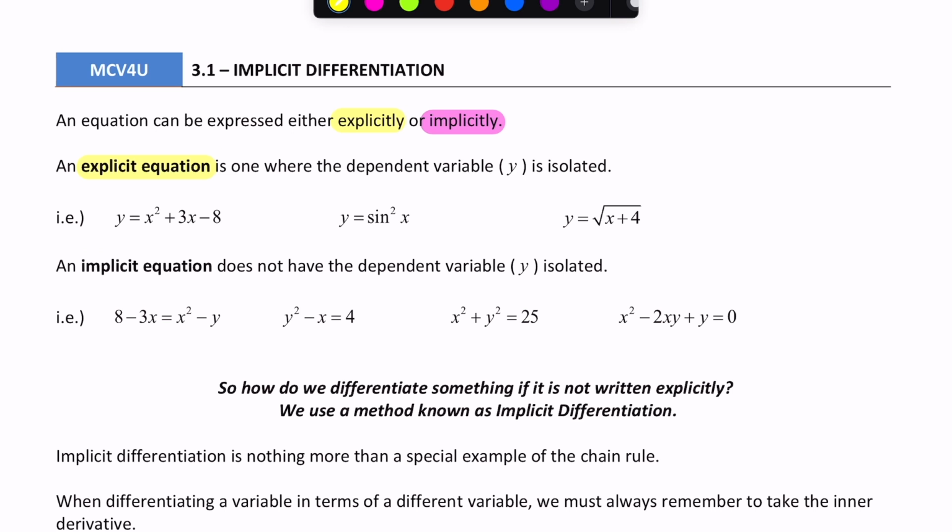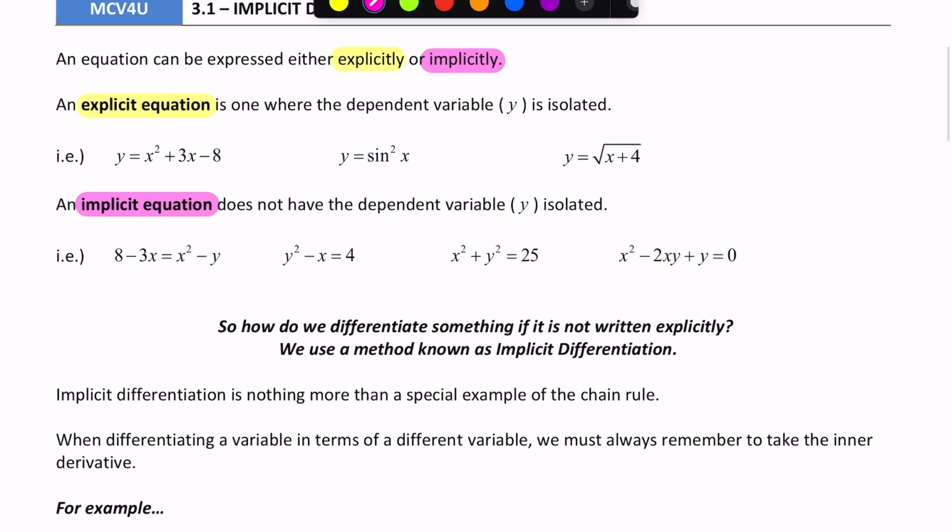And here, an implicit equation. An implicit equation does not have the dependent variable y isolated. Some examples are x minus 3x is equal to x squared minus y. Here, again, we could isolate for y. Here we have y squared minus x is equal to 4. x squared plus y squared is equal to 25. And x squared minus 2x plus y is equal to 0.